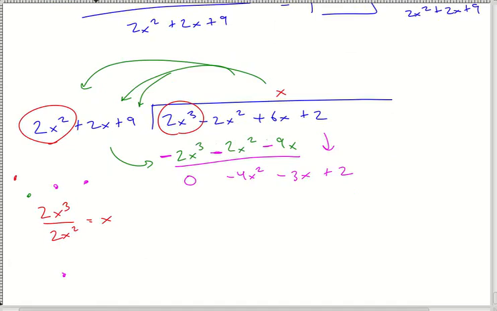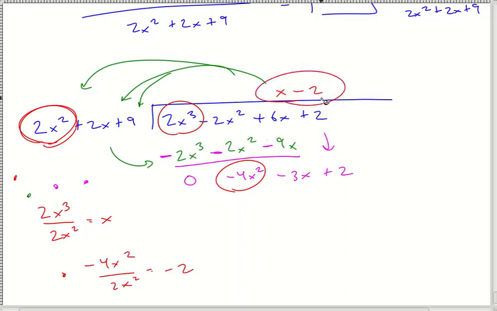So this is actually going pretty fast. Divide the leading terms off to the side. Negative 4x squared divided by 2x squared. The x squares all cancel. And then, of course, I got a negative 2 left over. Now, let's just say they were wanting just your quotient. Well, you're done. That's your quotient.